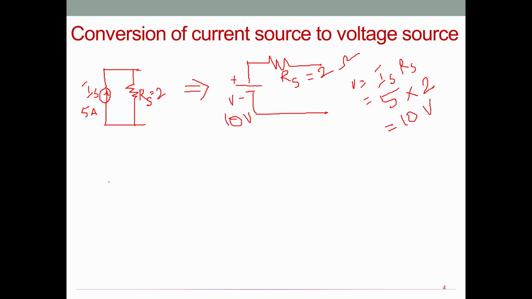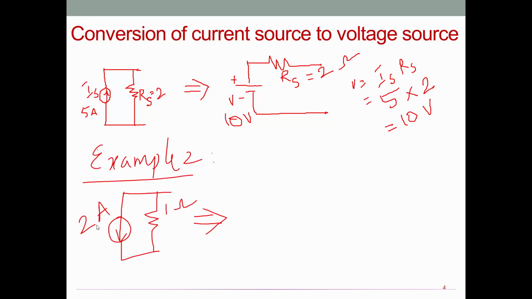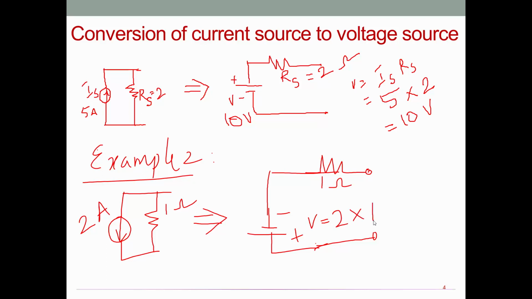Let me go for another example. Now convert this current source to a voltage source. I have to take positive polarity at the bottom and the resistance value 1 ohm blindly, and V I can calculate: V is 2 into 1, that is 2 volt, where 2 is the current I and 1 is the ohm resistance. 2 into 1 becomes 2. So this way we can convert a current source to a voltage source.